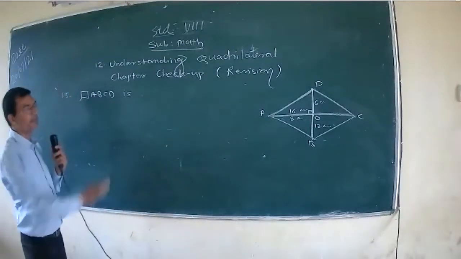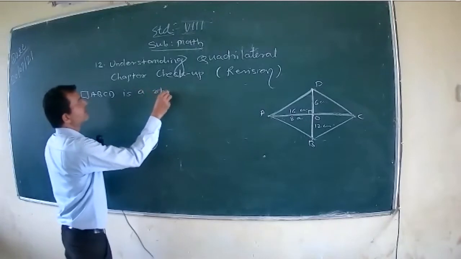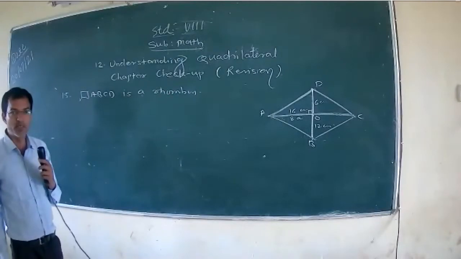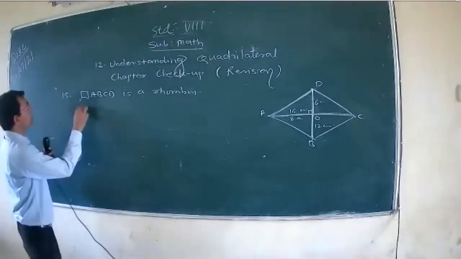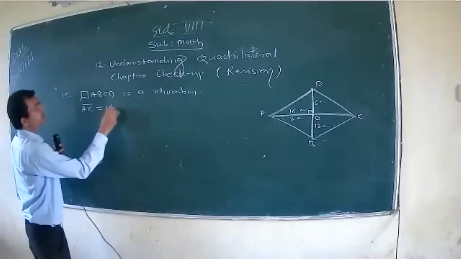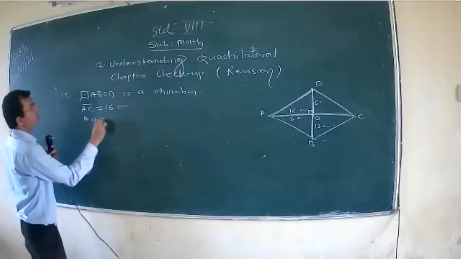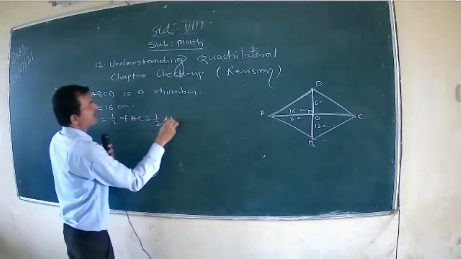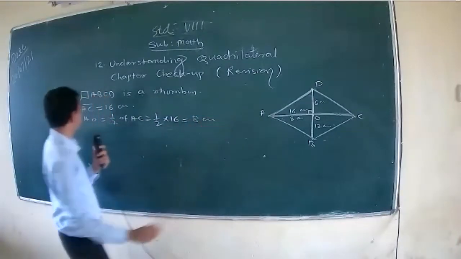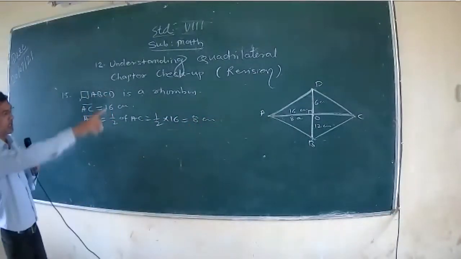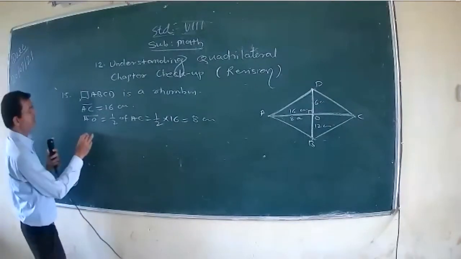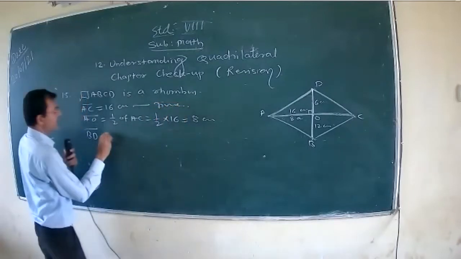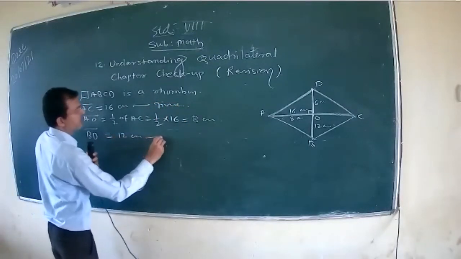ठीक है. सो क्वाड्रिलेटरल ABCD इज अ rhombus. This is given. ABCD is a rhombus. Okay. Now what is given again? AC is equal to 16 centimeter, means AO is equal to what? Half of AC. यानी half of 16 यानी 8 centimeter, you can get AO. So in this way you can find that also. BD is equal to 12 centimeter. ये भी given है.